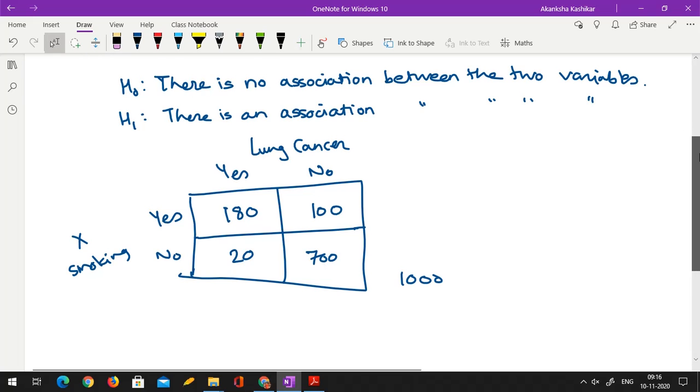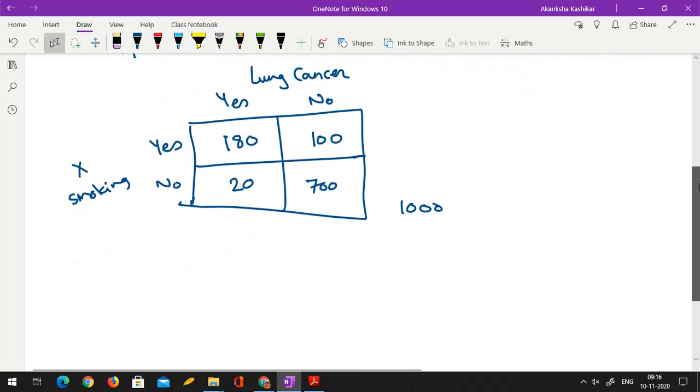Now using these counts we need to decide whether there is an association between smoking and lung cancer, that is, whether being a smoker really increases the chances of getting lung cancer. Okay, so let us see. Now we will compute totals. So here I have 200 as column total, 800, here I have 280 and 720.